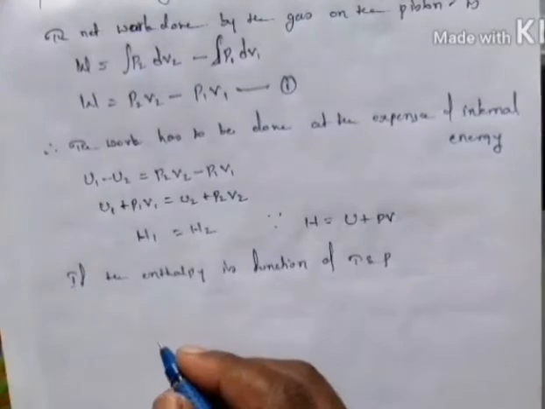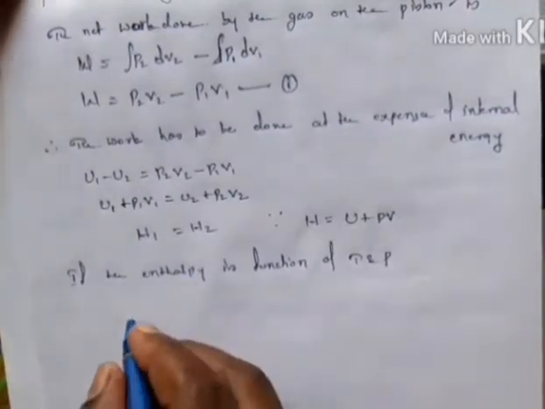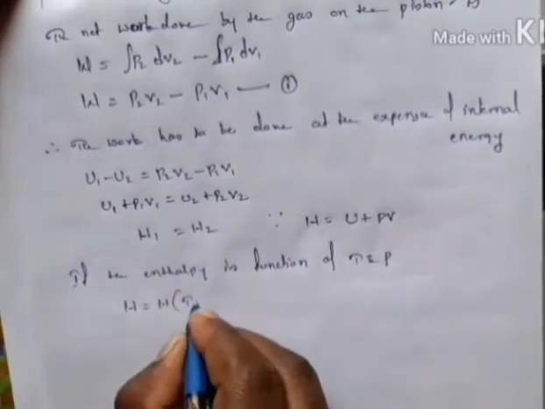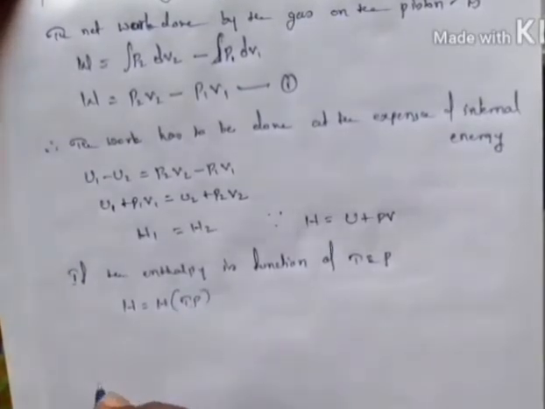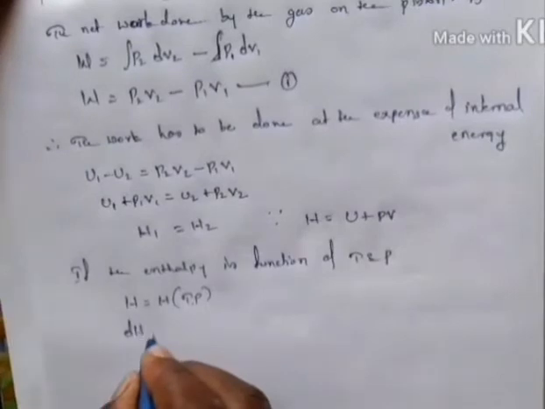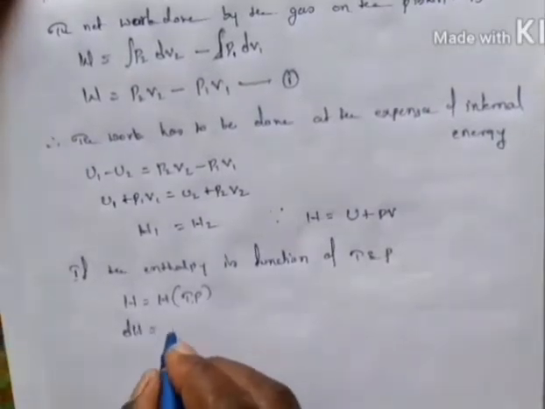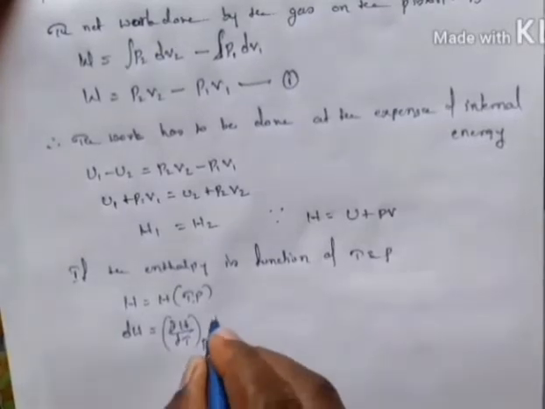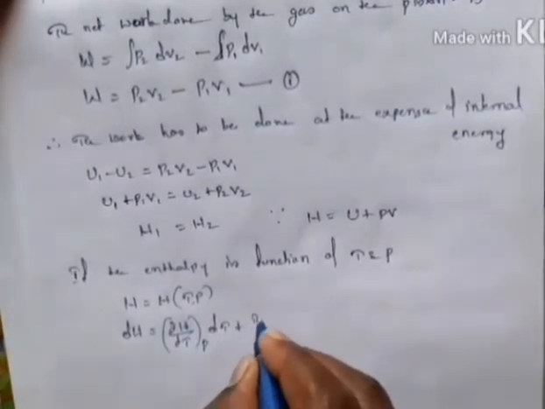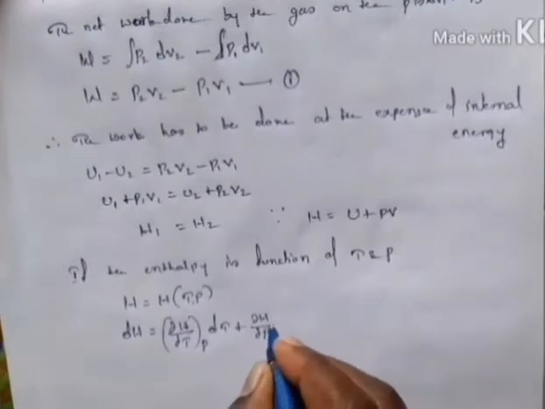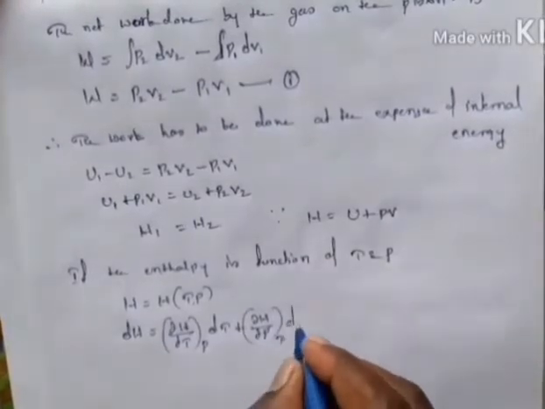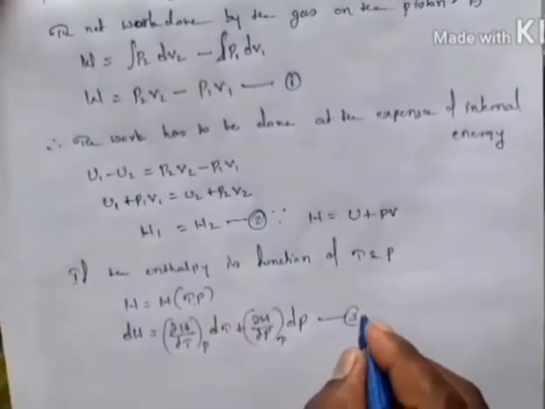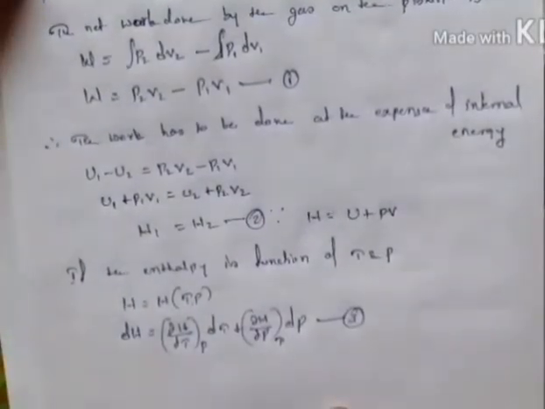Therefore, enthalpy is a function of temperature and pressure, that can be written as H is equal to H of T, P. If we differentiate this, we are going to get dH is equal to (dou H divided by dou T) at constant P into dT plus (dou H divided by dou P) at constant T into dP. Let us consider this as equation number 2 and this represents equation number 3.